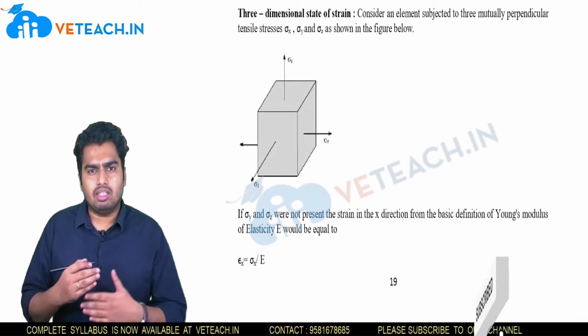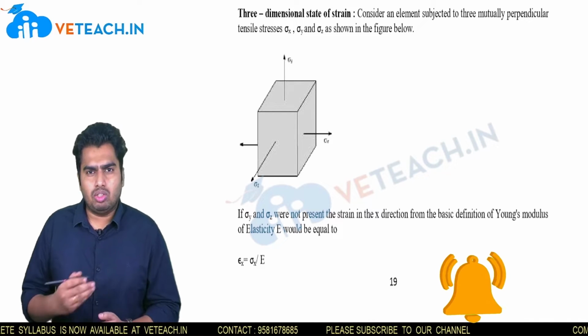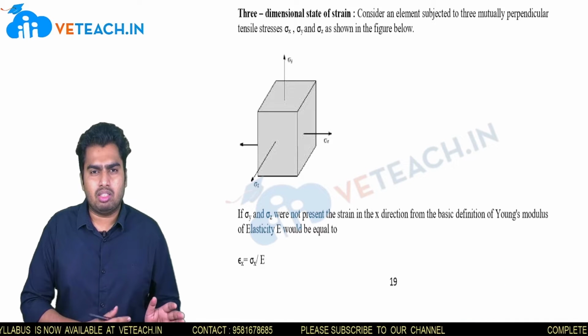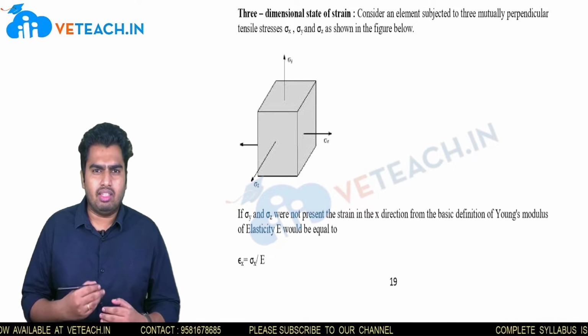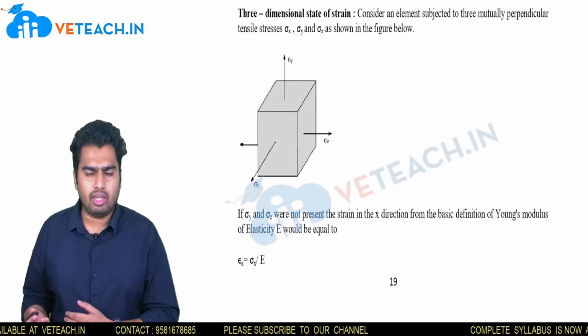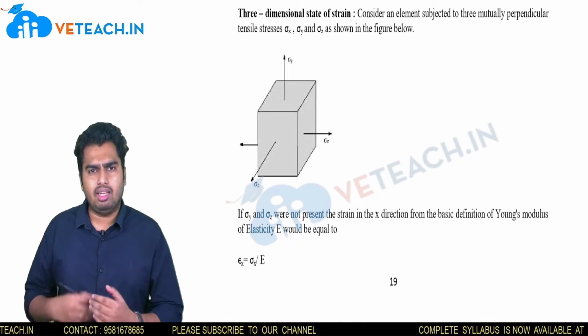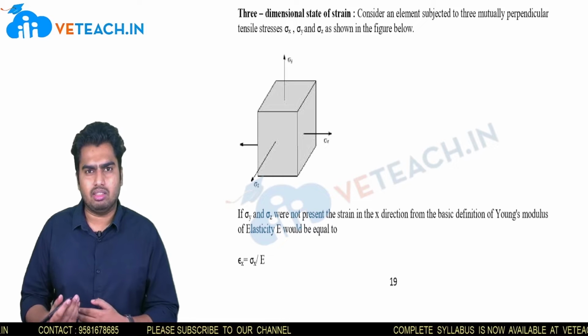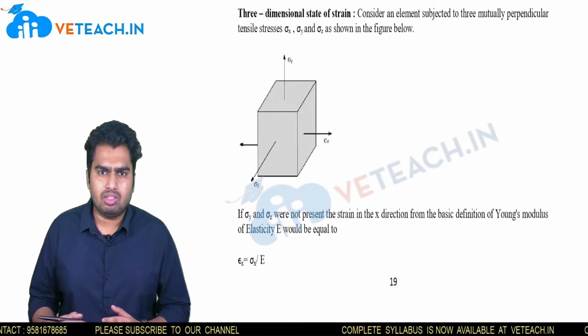Let us interlink Young's modulus E and Poisson's ratio mu to a three-dimensional state of stress, and let us try to derive the stress in x, y, z directions with respect to Young's modulus E and Poisson's ratio mu. Let us try to derive the strain in x, y, and z directions with respect to Young's modulus E and Poisson's ratio mu. Let us derive this now.